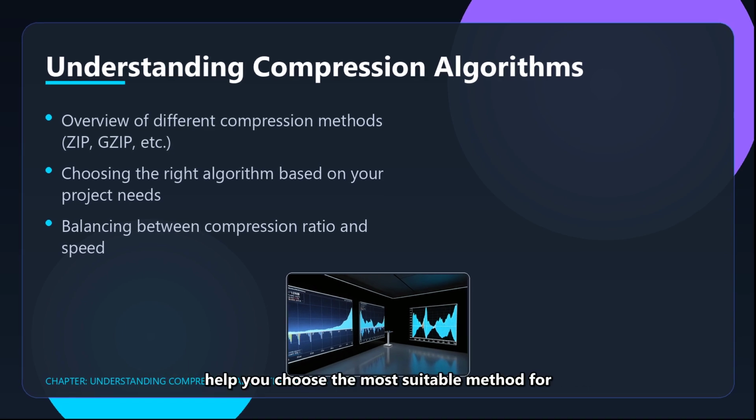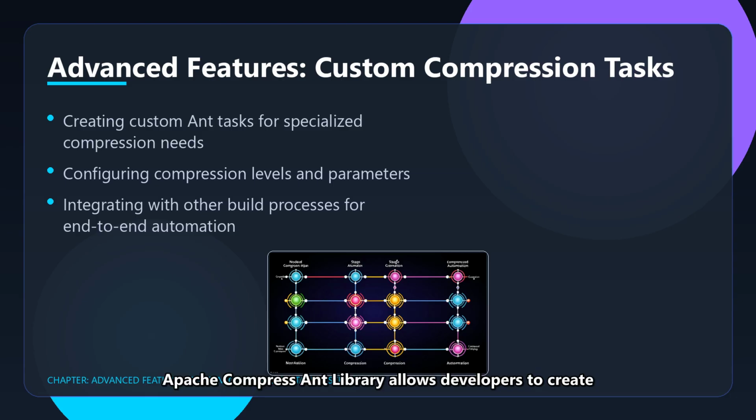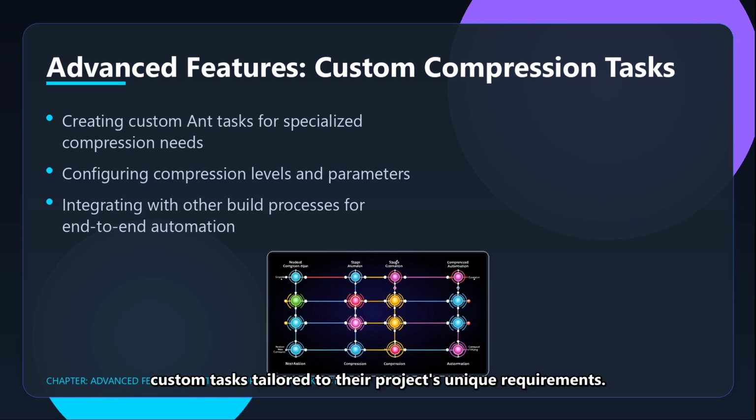Different compression algorithms offer varying trade-offs in terms of compression ratio and speed. Understanding these can help you choose the most suitable method for your specific use case, optimizing both performance and resource usage.